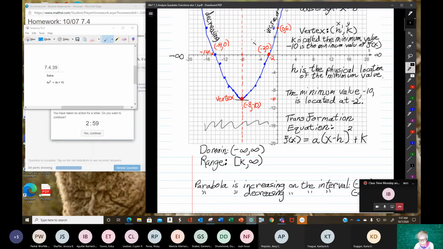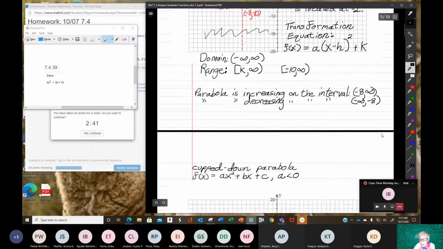So for this problem, the range would be negative 10 to infinity. Oh, I put negative 8. I actually did put the numbers here, but I need to give you the formula numbers and then I'll write, well, how can I do this? Let's do it this way.